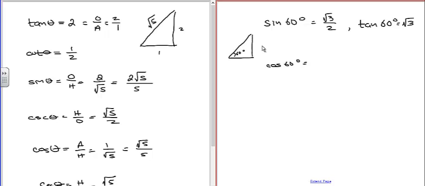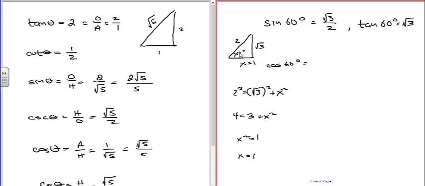Say this is 60 degrees. That's the square root of 3 over 2, opposite over hypotenuse. If you use the Pythagorean theorem, the hypotenuse squared is equal to the square root of 3 squared plus x squared, where x is my third side. So you get 4 is equal to 3 plus x squared, so x squared equals 1, x equals 1. So this is 1.